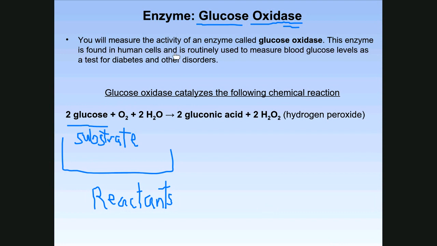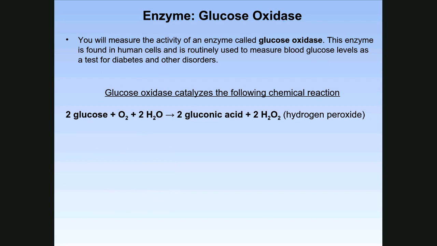Glucose oxidase is an enzyme found in human cells. And in vitro, in a test tube, as we say, this enzyme is used to help measure blood glucose levels for those that are diabetics and other disorders. Now, this enzyme will take these 3 reactants and produce a total of 2 products. It'll produce 2 molecules of gluconic acid and 2 molecules of hydrogen peroxide. So it produces an equal ratio, 2-to-2, of the 2 products.